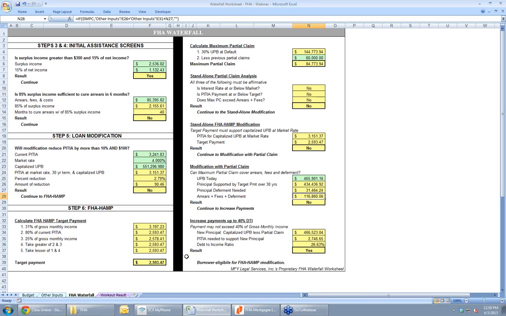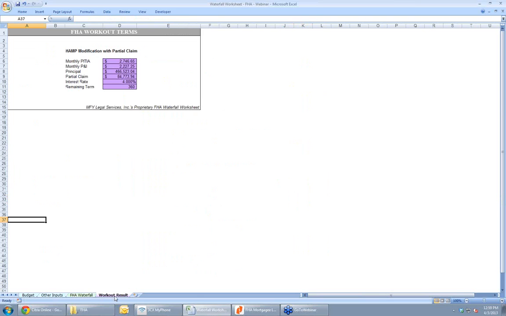So you'll see at the bottom, borrower is eligible for FHA HAMP modification. And just as we have in the other worksheet, there's a final sheet here that lists out the terms. So now we see the monthly amount, the P&I, principal that they have, size of their partial claim, and the remaining terms of the loan. So that is the FHA Waterfall Worksheet.